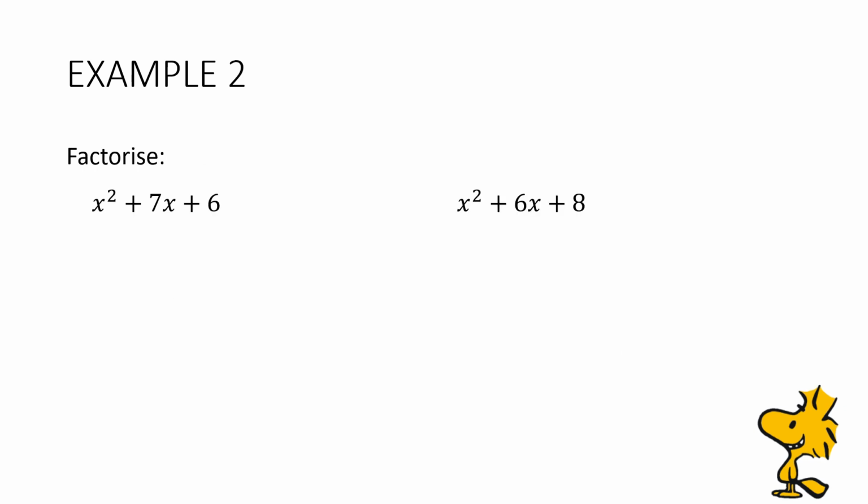Let's have a look at a couple more. In this case here, the only way to get x squared is x times x. The signs are both going to be pluses. I want factors of 6 that add to 7. That has to be 6 and 1. And this one here, again, it's going to be x times x. Both of the signs are going to be pluses. I want factors of 8 that add to 6. That has to be 4 and 2.